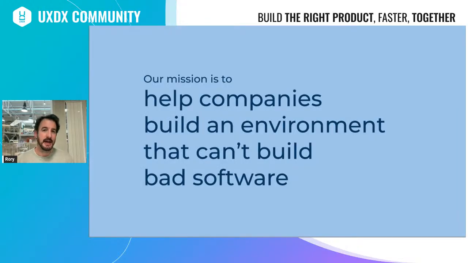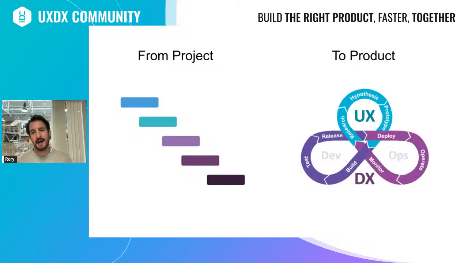Our mission at UXDX is to help companies build an environment that can't build bad software, because we don't think it's down to the people. There are amazing people working in all of these different companies, but the environment that you're working in can often make the difference between whether it's a great product or one of those more frustrating experiences. How we propose doing that is helping people move away from waterfall, or more commonly today, water-scrum-fall, to truly empowered product teams, because those are the teams that can really learn from customers and iterate and make sure that it's a fantastic product. That's really easy to say and really hard to do in practice.